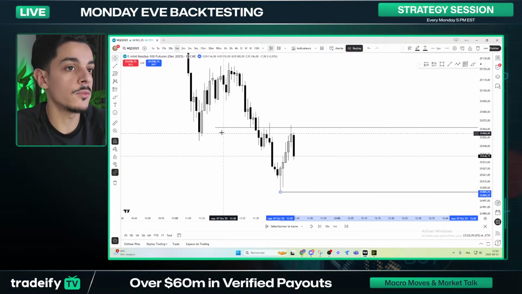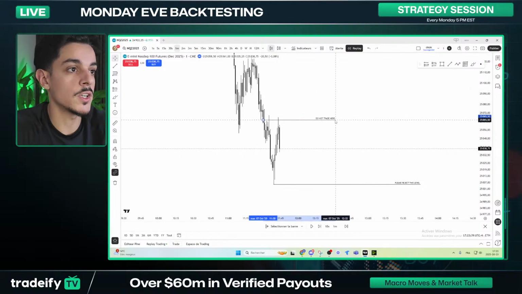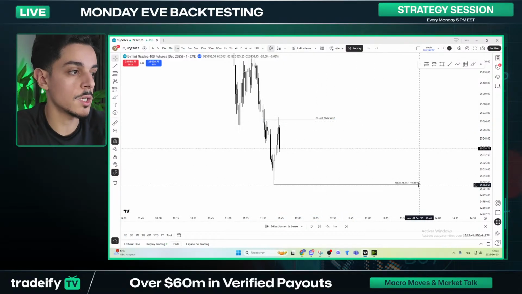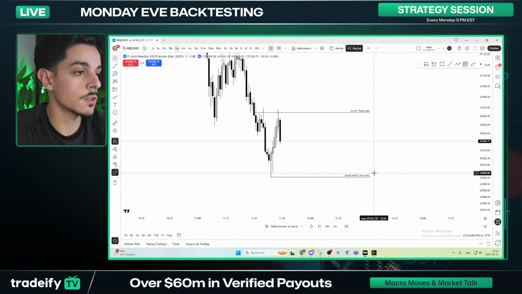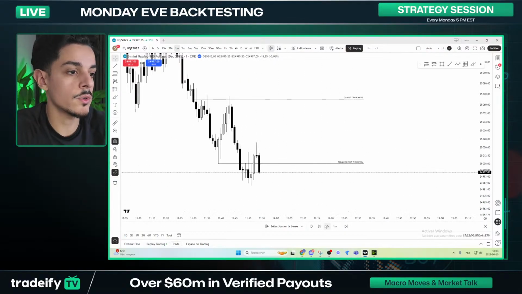Okay, looking at a 15-minute framework. So here I do not want to see price trade here, because I want to see an unfilled gap being created, and I want to see price also rejecting this level on a 15-minute chart. So now let's look at what price is doing. Right now it's 54. There's still some time left for that candle to close.